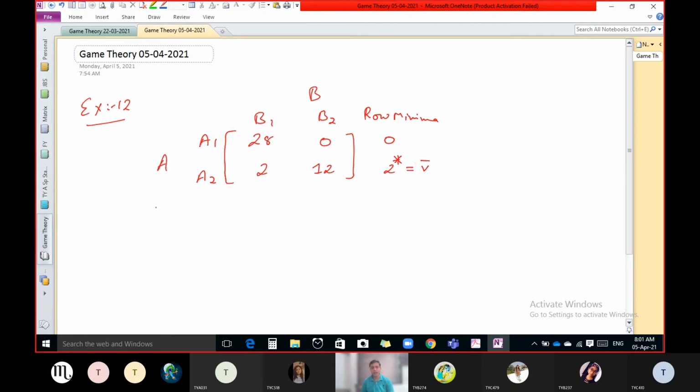Now similarly, we have to find out the lower value. How to find it? You have to find out column maxima first. In the first column, the maximum value is 28. In the second column, the maximum value is 12. And out of these maximum values, you have to select the minimum one. The minimum one is 12. This is known as the lower value of the game. When upper value and lower value are the same, we can say that the game has a saddle point.